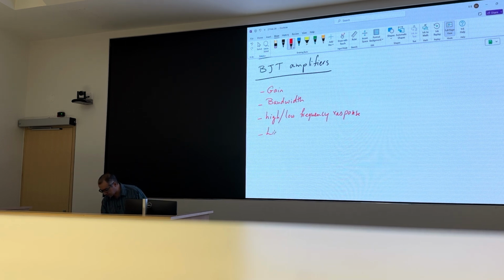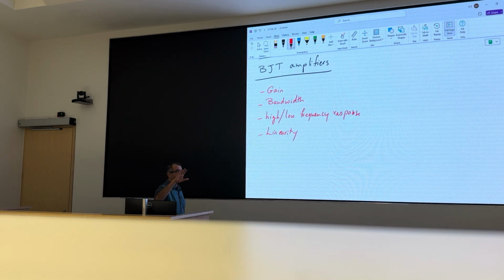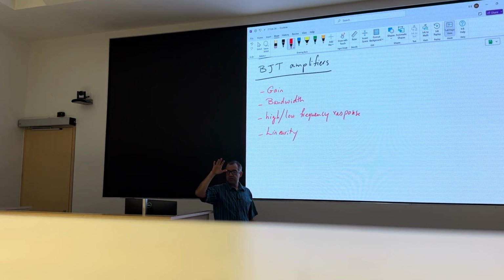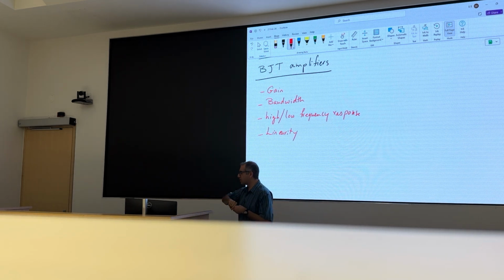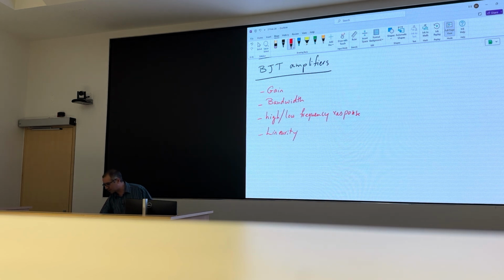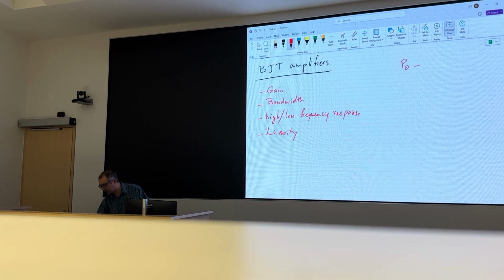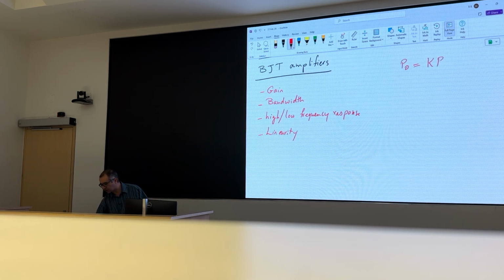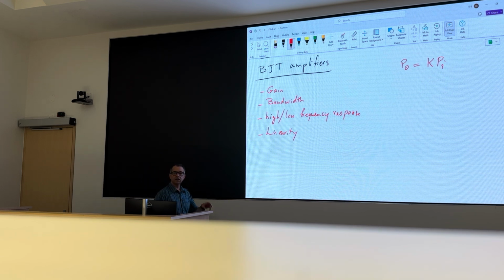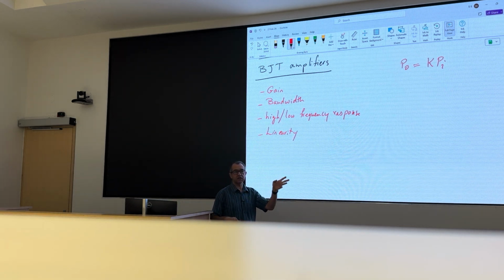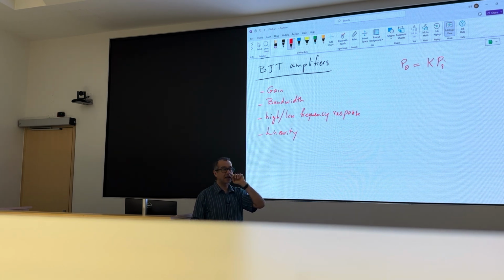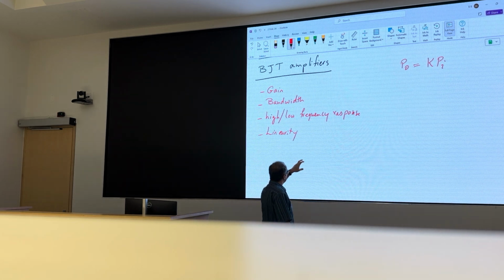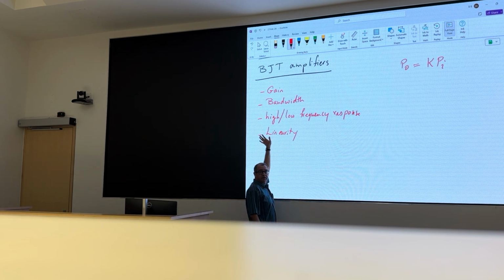Linearity is a big issue. Maybe right after the gain. For an amplifier, in the majority of cases, you want it to be perfectly linear. You want whatever parameter at the output you're measuring, let's say VO, to be some constant times VI. You want it to be linear. And so that linearity is very important for a variety of reasons.